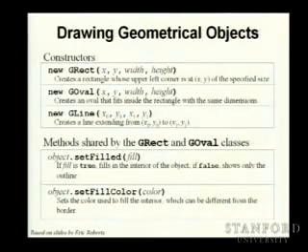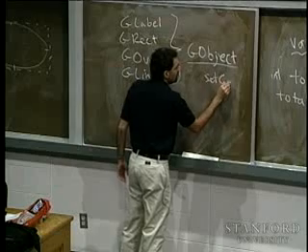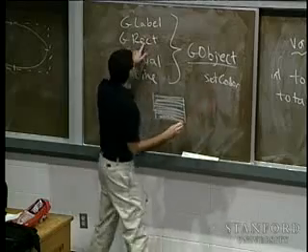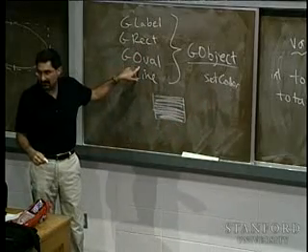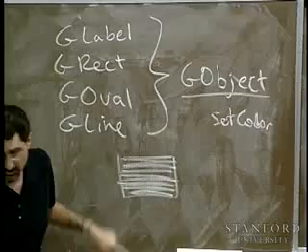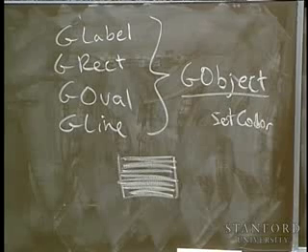And you might be wondering, but Mehran, you told me that set color was something that was defined for a GObject. So if set color is defined over here, doesn't that mean that a GRect and a GOval can already set their color? Yes, that's true. So what's set fill color all about?